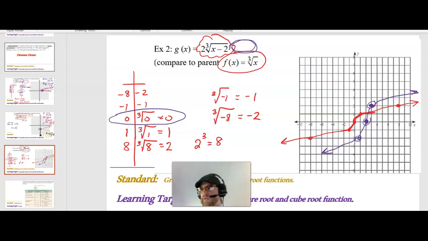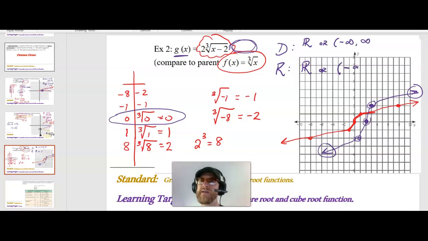But here's why I say the cube root function is not very interesting. The blue function g has a domain that goes to the right forever, goes to the left forever, and there are no gaps. It's a continuous function. So the domain is all real numbers, or you can write negative infinity to infinity. The range is also up forever, down forever. So the range is also all real numbers, or negative infinity to infinity.